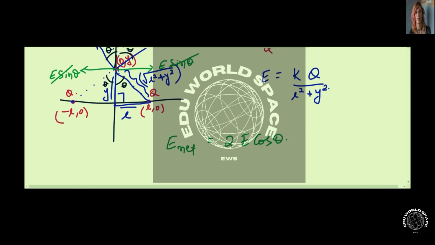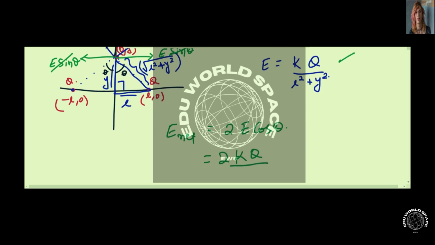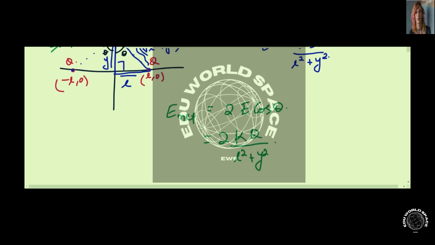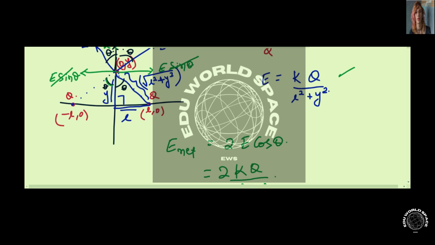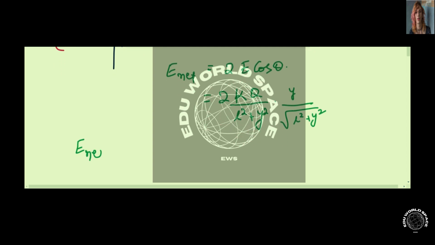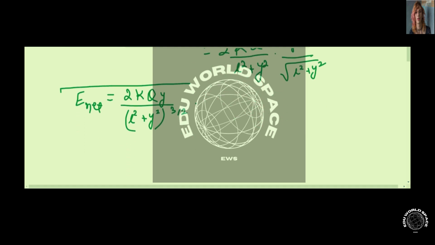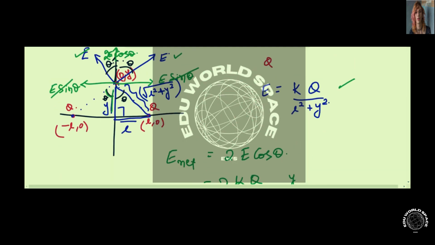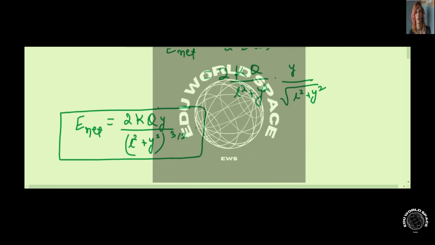So let's put the value of E here. So 2E was 2kq by L squared plus y squared. And for cos theta, let us use this triangle. So it will be the base, that is y, over the hypotenuse, which is root of L squared plus y squared. If we simplify, we get the net electric field as 2kqy by (L squared plus y squared) raised to 3 by 2. So this is the magnitude of the net electric field, and we observe that this net electric field is along the y direction.